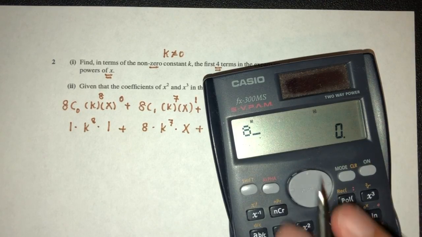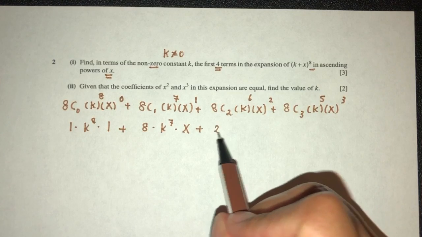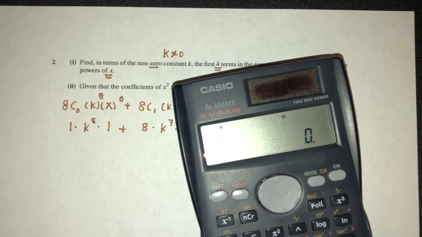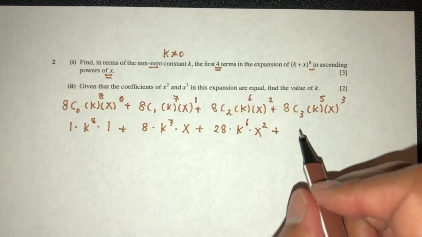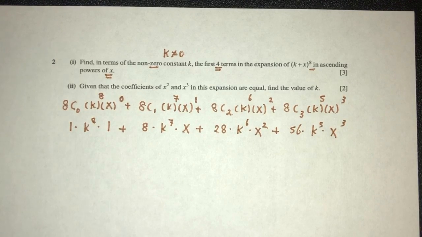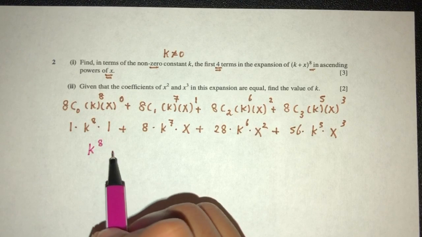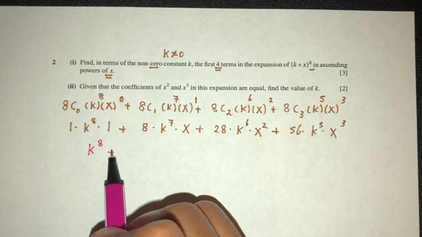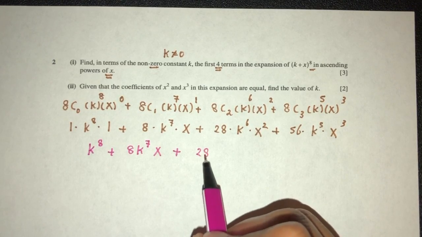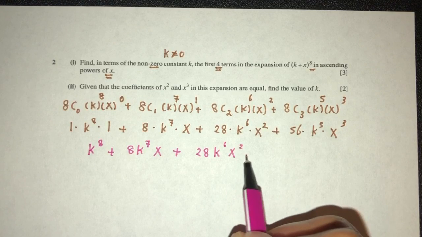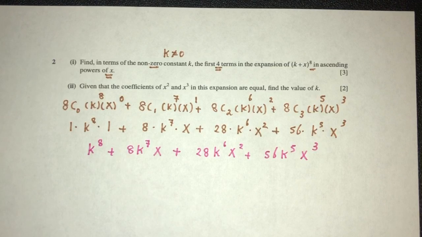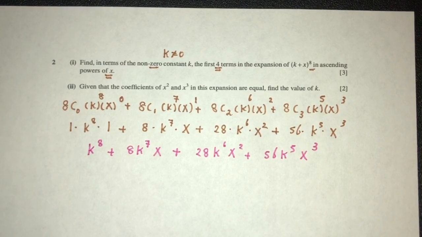What is 8 choose 2? That should be 28. That should be k power 6, and that should be x squared. And then what is 8 choose 3? That should be 56. That should be k power 5, and then x power 3. Now simplify. The first one will be simply k power 8. And for this one we will have 8k power 7 x. And here you will have 28k power 6 x squared. And finally 56k power 5 x cubed for the first 4 terms of this expansion.